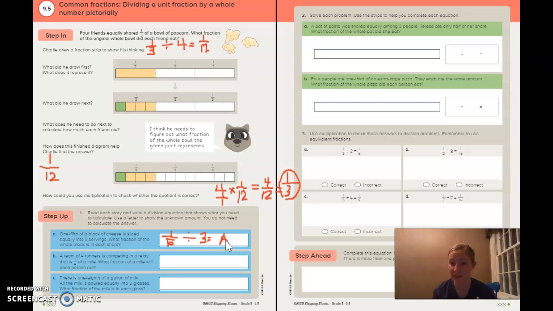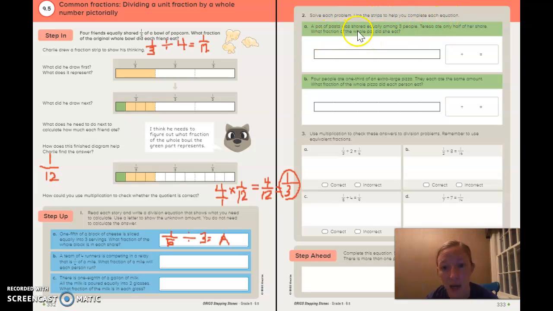Okay, it's that easy to come up with the equation, but first you have to take it slow and maybe draw a picture if that helps you. And you can use any letter you want to represent the number that you don't know. Okay, now let's go ahead and try this one. It says solve each problem, use the strips to help you complete each equation.